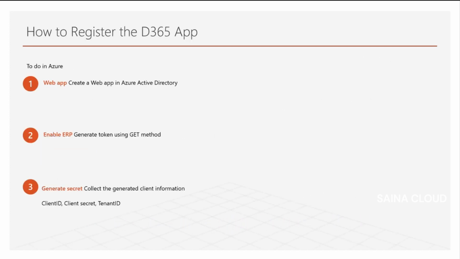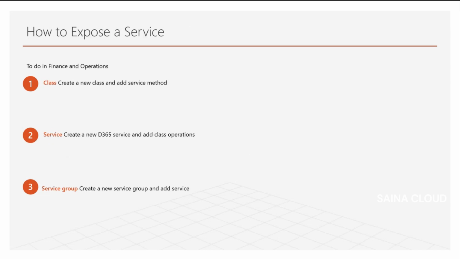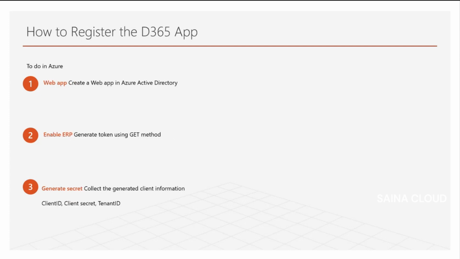So I was saying that in finance and operation, we are going to create a simple class, service, and service group. And in Azure, we are going to create a web application, and we are going to say that I am in a particular directory called sinacloud.com, and anyone who comes here who is authenticated to use this ERP application will get a separate client ID, client secret, and tenant. This is the authentication mechanism by which they'll have to communicate.